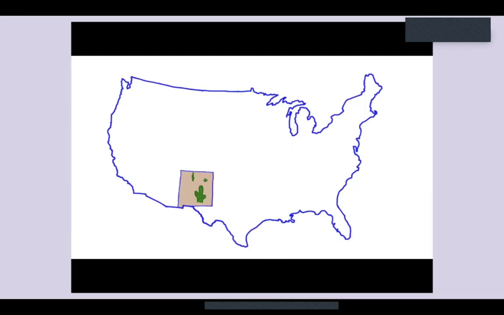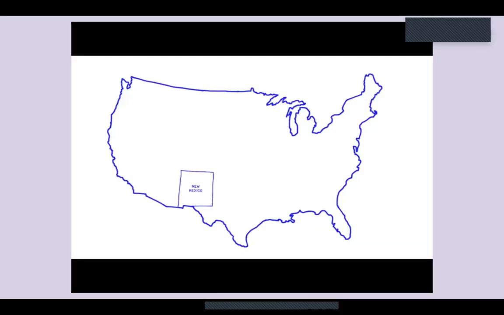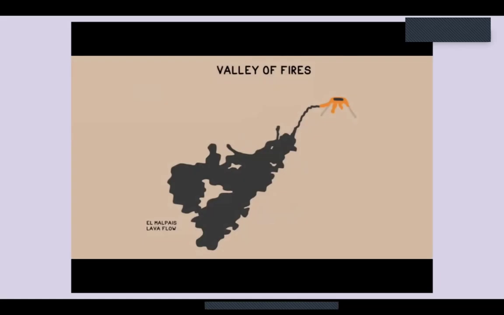Much of the southwestern U.S. is made up of hot, dry desert climate with light-colored sand. The mice tend to have light-colored coats, and it allows them to hide from predators. However, in an area called the Valley of Fires in New Mexico, the light sand is suddenly punctuated by a large area of dark rock. This area is known as the El Malpais lava flow. Scientists believe that it is from a volcanic eruption that occurred roughly 5,000 years ago.